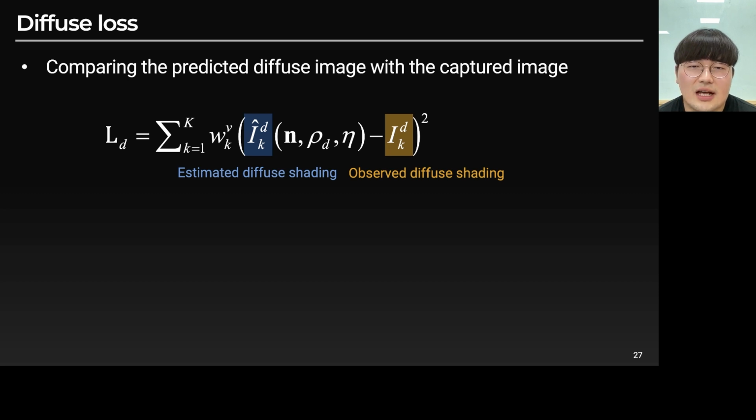Second, this is our diffuse loss, which indicates the difference between the observed diffuse shading and predicted diffuse shading. This evaluates the photometric consistency of diffuse reflection.